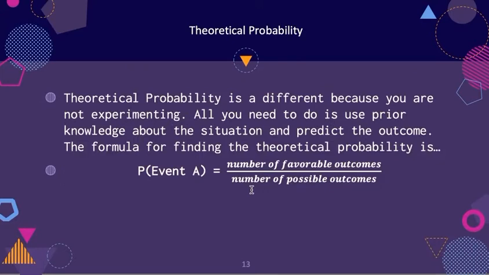Theoretical probability is different because you are not experimenting. All you need to do is use prior knowledge about the situation and predict the outcome. The formula for finding the theoretical probability is the number of favorable outcomes over the number of possible outcomes.